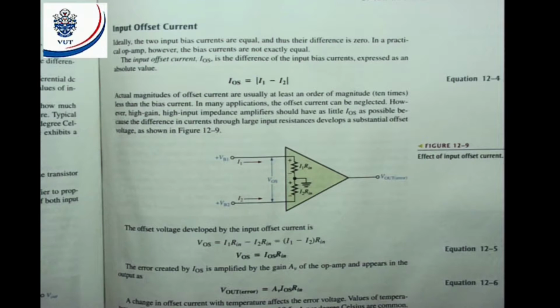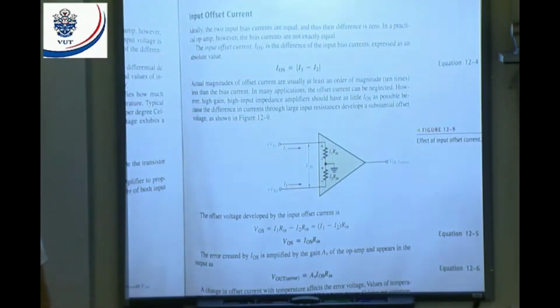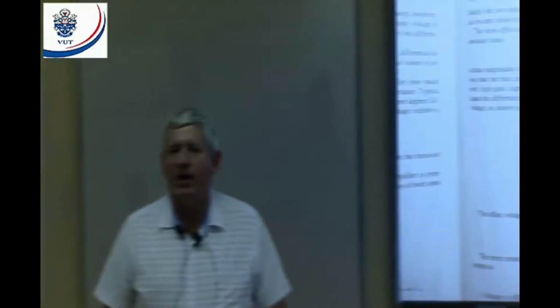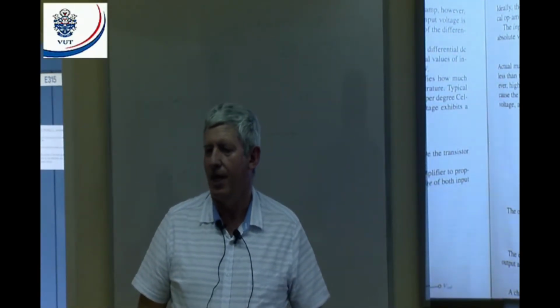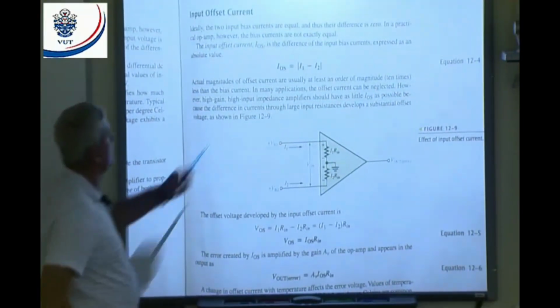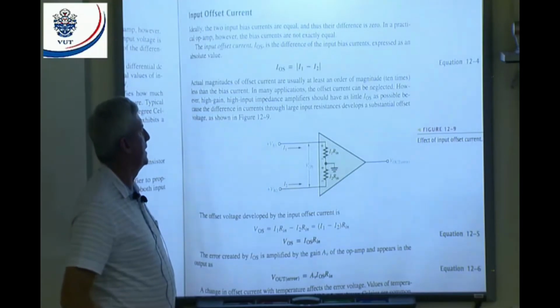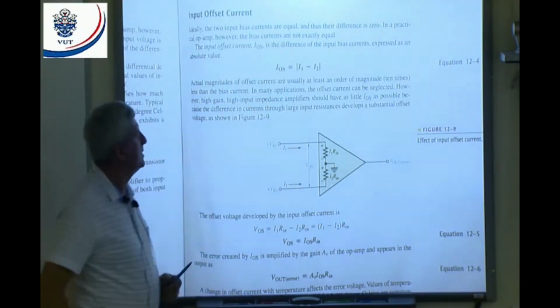All right, input offset current. What should I say about I1 and I2? They should be equal. Now, if they are equal and I subtract them from one another, what should I get? I should get 0. That is the ideal case. It should be 0, but it isn't 0. We just work with the absolute values, but it isn't 0.